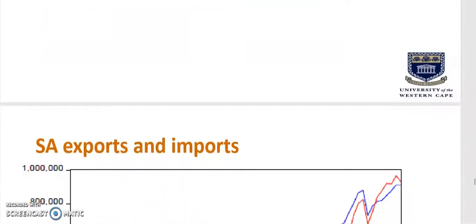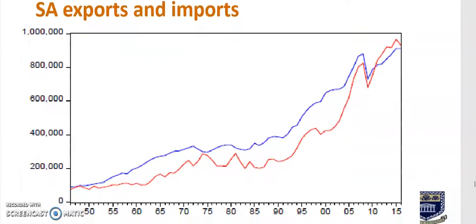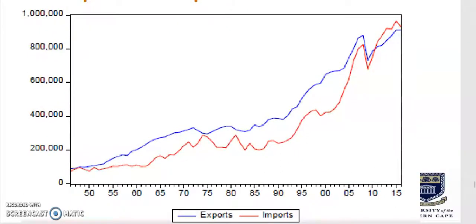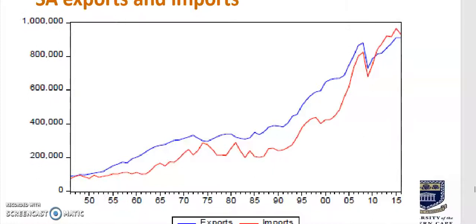South Africa exports and imports. This graph illustrates the exports and imports of South Africa, where the blue line shows the exports and the red one the imports. As you can see, over the years exports have been greater than imports. That is, the blue line has been above the red one. However, this started to change in late 2009, or 2010 rather, when imports started being higher than exports.